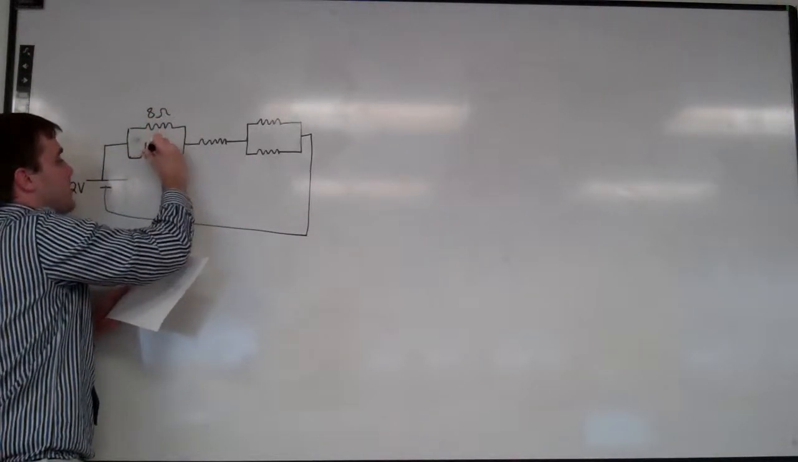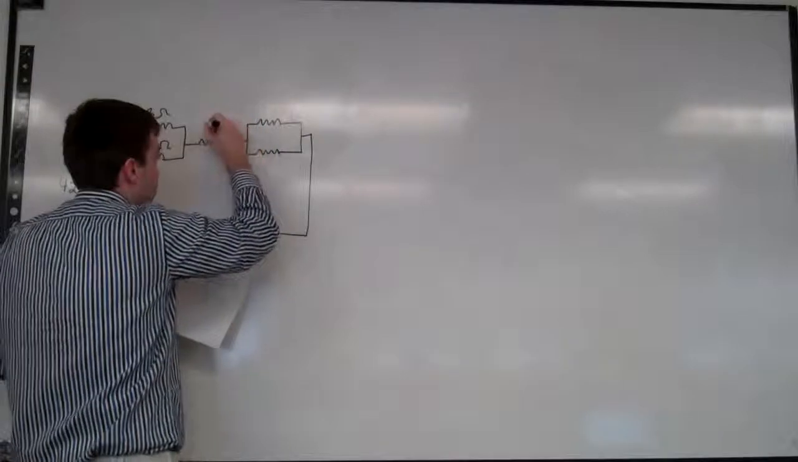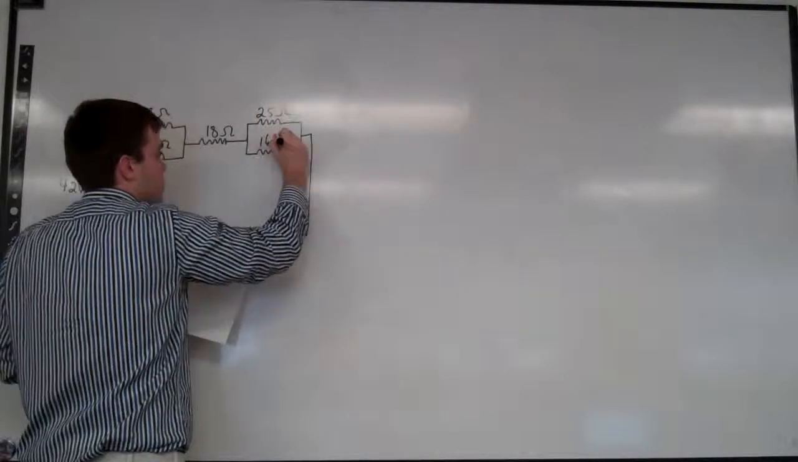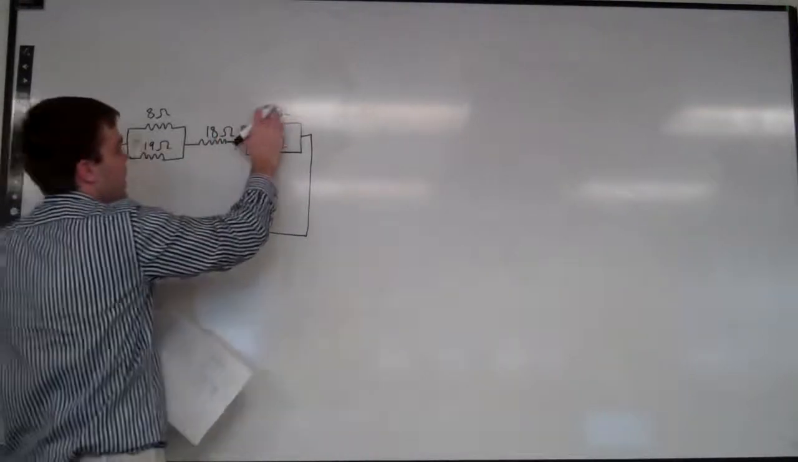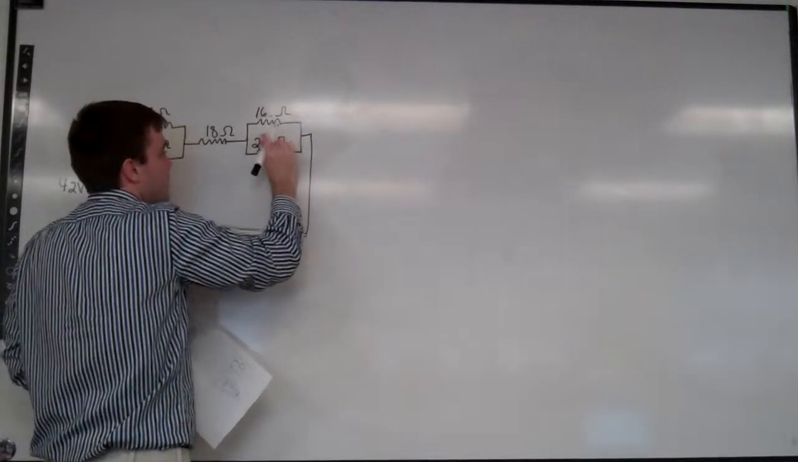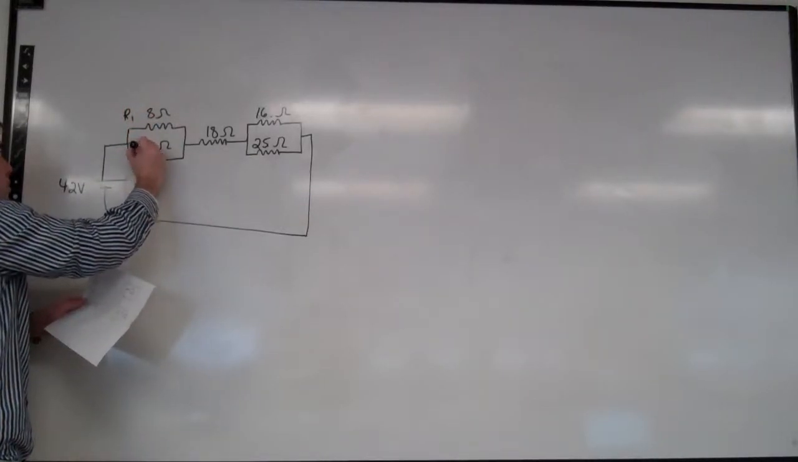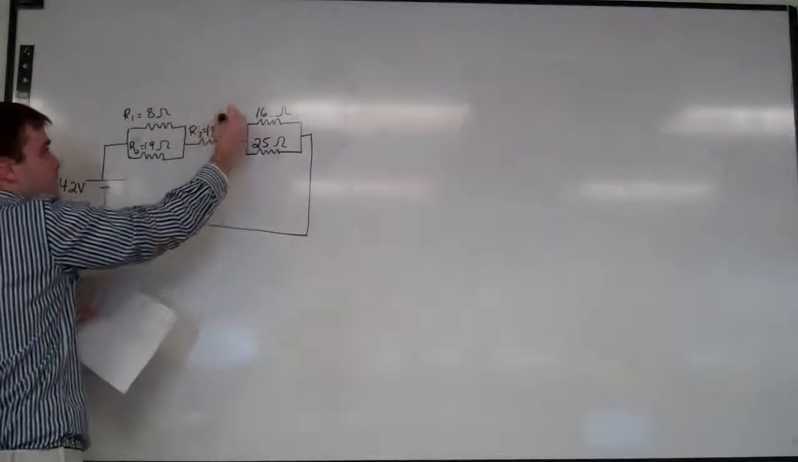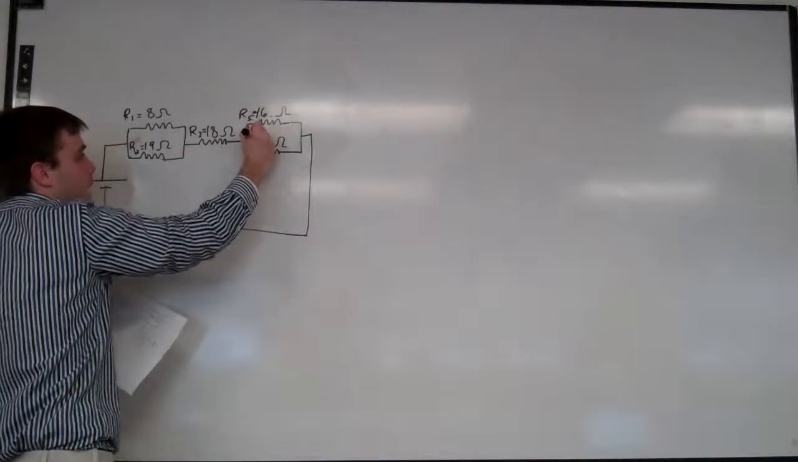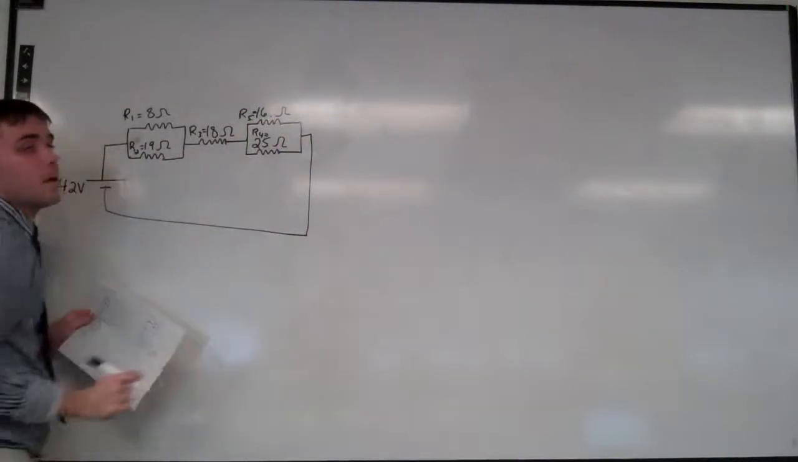8 ohms, 19 ohms, 18 ohms, 25 ohms, 16 ohms. I drew 25 and 16 reversed. It doesn't matter, but I should draw it correctly: 16 ohms on top, 25 ohms on bottom. So you see I just drew it a little differently. Do you see how R1 and R2 are still in parallel? That's R1, R2, R3, R4, that's R5 though, and then R4.